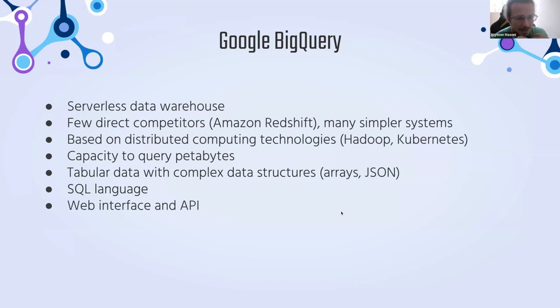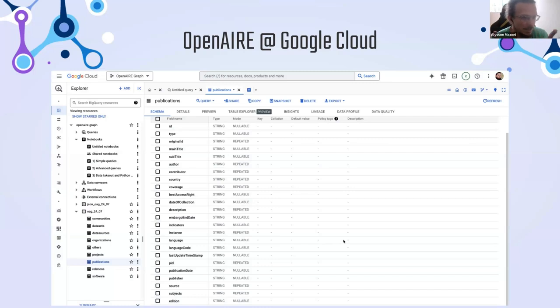As I was mentioning, you have very few direct competitors. It's based on already known large-scale computing technologies. It's an SQL managed service built on top of Kubernetes and then on top of Hadoop, etc. But this is very technical. And you can query even petabytes with Google BigQuery. In a very short time, if you are used to SQL servers of any brand, you will see it's very similar to how it's organized on the screen, but it's much more powerful than any server that you could possibly buy.